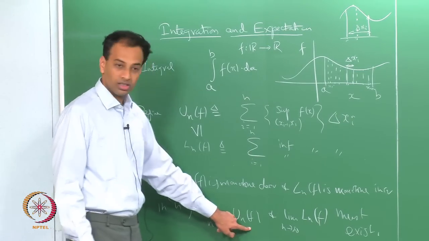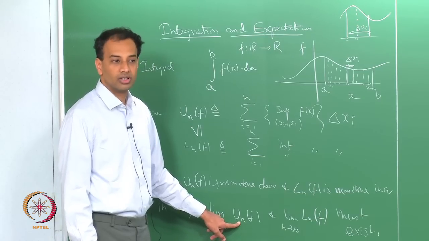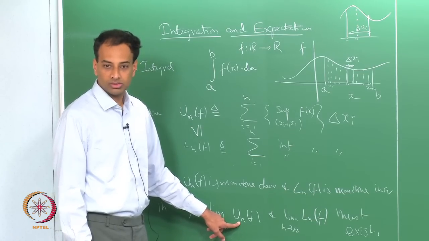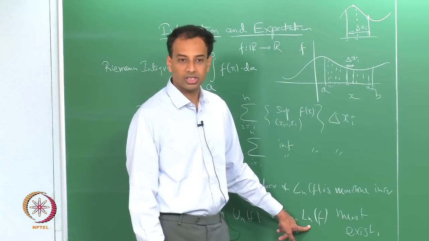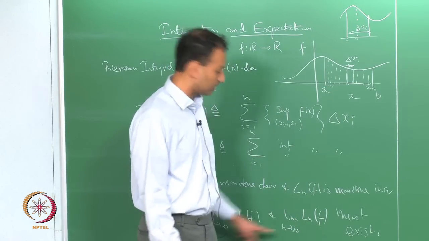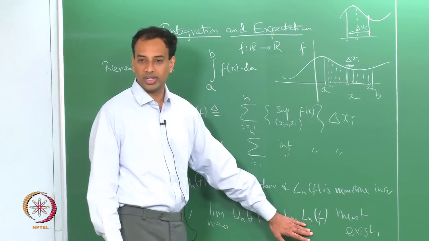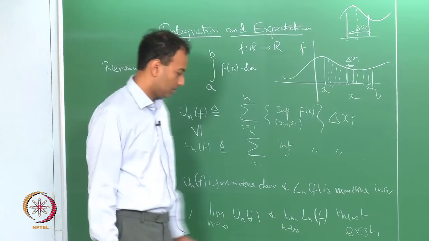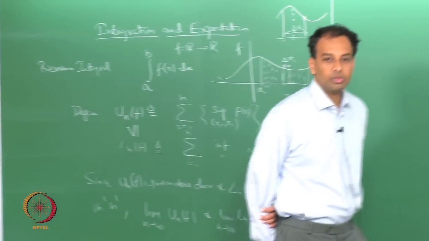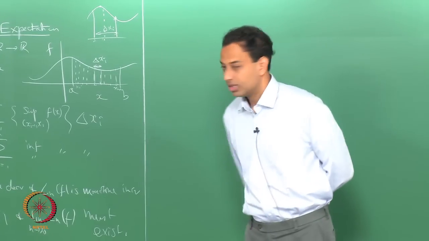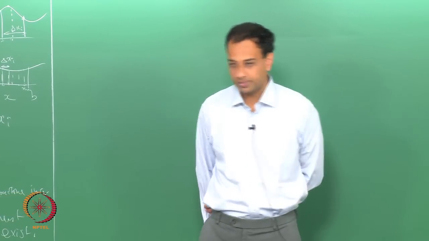So, this limit is known as the upper Riemann integral of f over a to b, and this is known as the lower Riemann integral of f. These limits exist as real numbers, and this is called the upper integral and this is called the lower integral of f. The function f is said to be Riemann integrable if the upper Riemann integral and the lower Riemann integral have the same value.